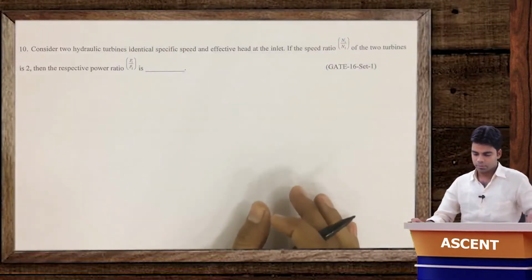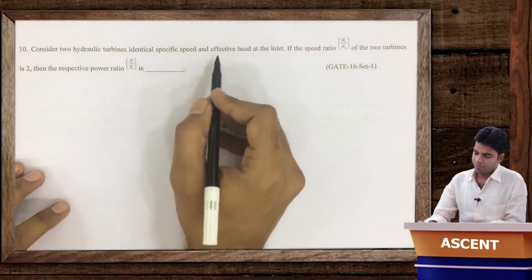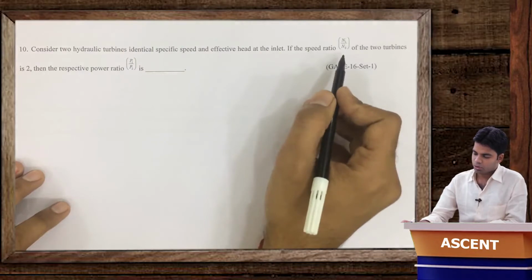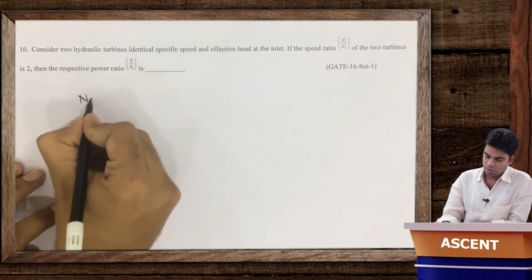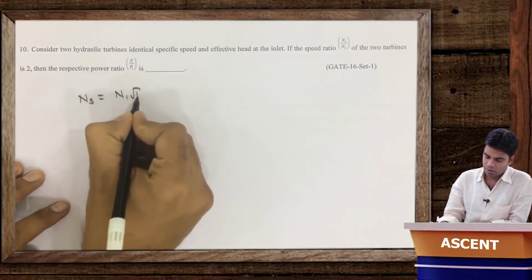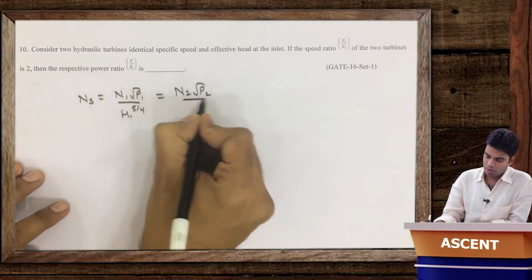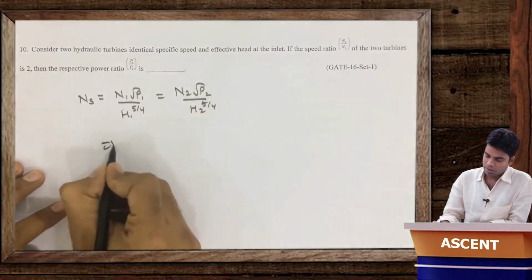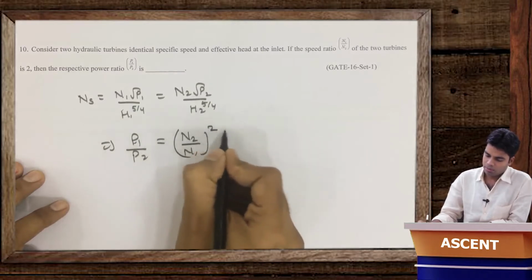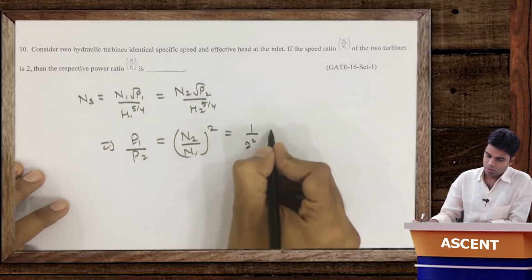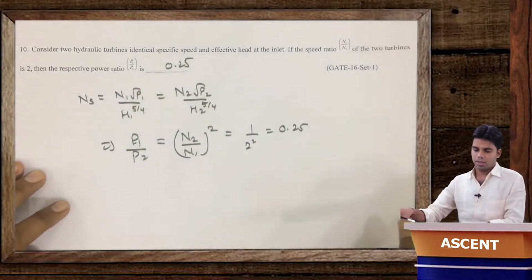Next, consider two hydraulic turbines, identical specific speed and effective head at inlet. If the speed ratio N1 by N2 of the two turbines is 2, then the respective power ratio is. Okay. So identical specific speed: Ns is equal to N1 root P1 by H1 raised power 5 by 4, equal to N2 root P2 by H2 raised power 5 by 4. That's it. From here, P1 by P2 is equal to N2 by N1 whole square. Okay, so this will be 1 by 2 square or 0.25. Answer. Simple. Okay. Next question.